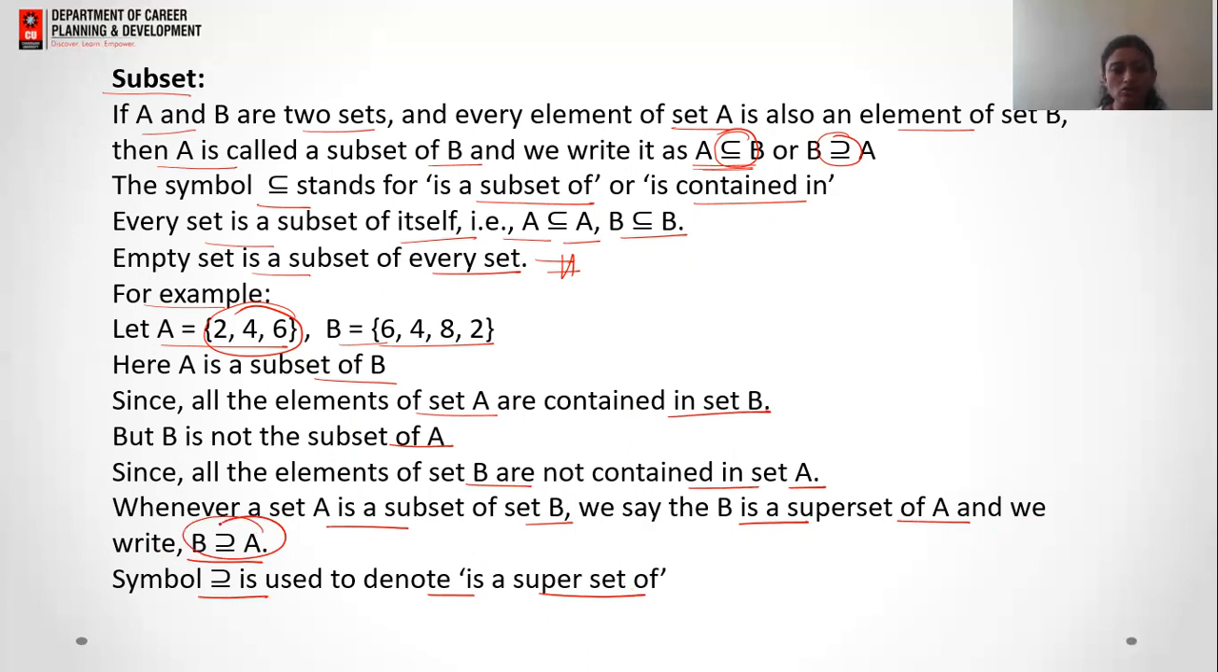This symbol is used to denote superset, and this symbol is used to denote subset. So in the given example, A is the subset of B, but B is the superset of A because all the elements of set B are not contained in set A. So that's why we call B the superset of A and A the subset of B.